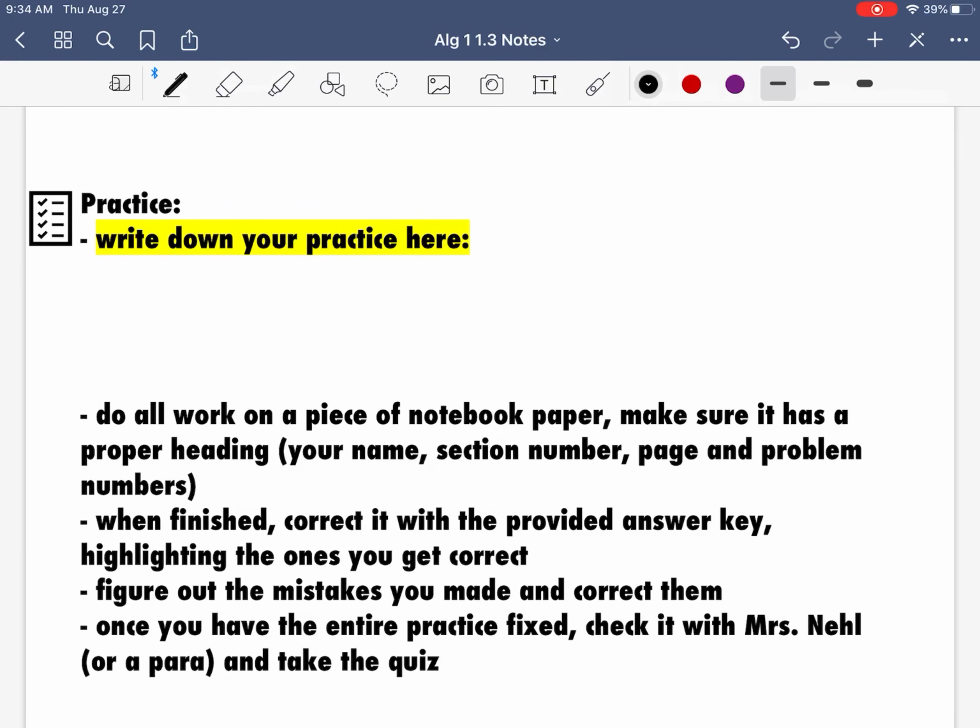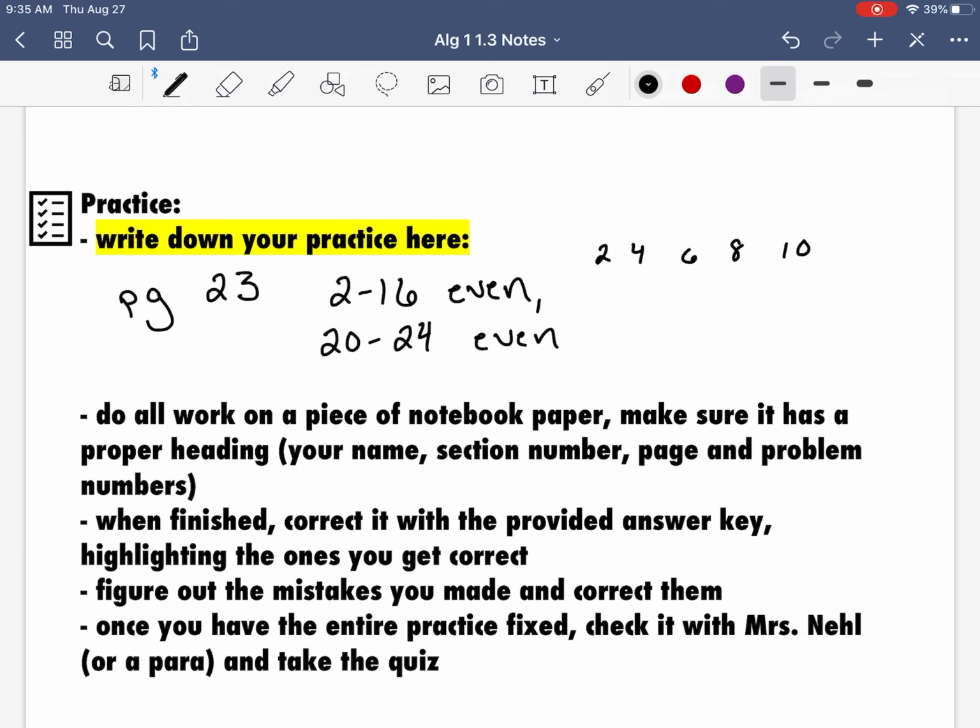Okay, so now your practice for today is going to be on page 23. You're going to do problems 2 through 16, the evens, and then 20 through 24, the evens. So again, by 2 through 16 even, I mean 2, 4, 6, 8, 10, 12, 14, and 16. And here you're going to do 20, 22, and 24. And then I want you to do 41 through 44. I want you to do all of those, 41, 42, 43, 44. Okay, so there's your practice.